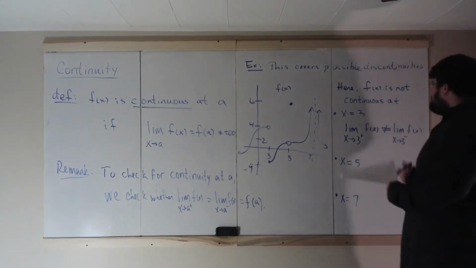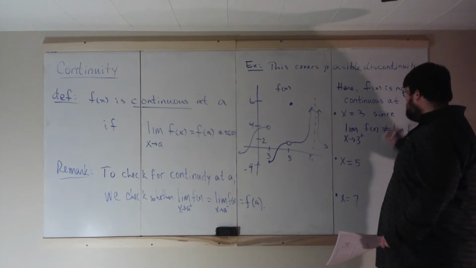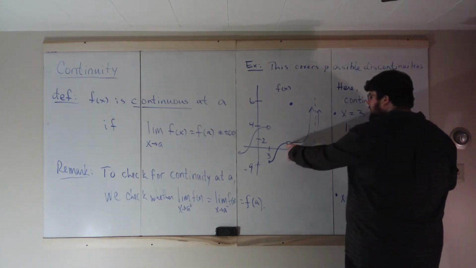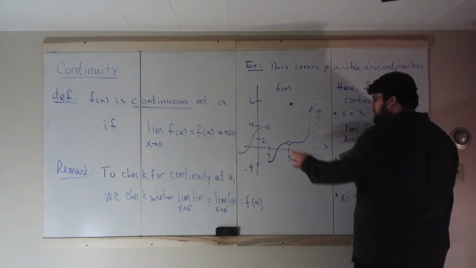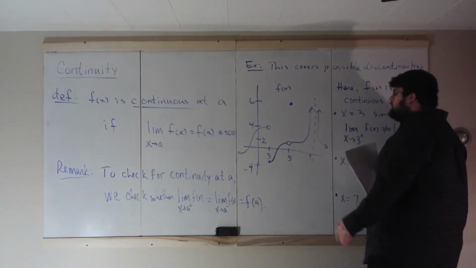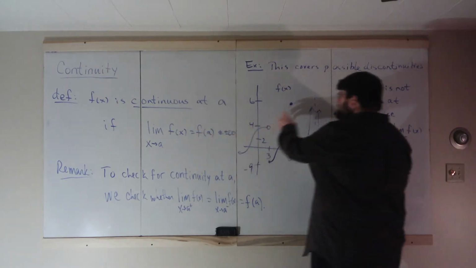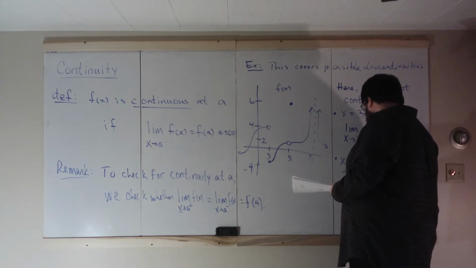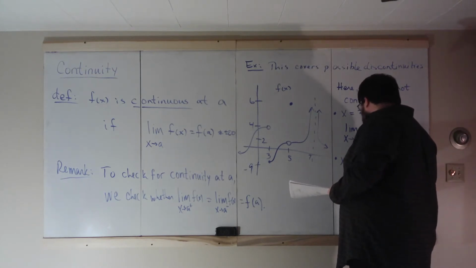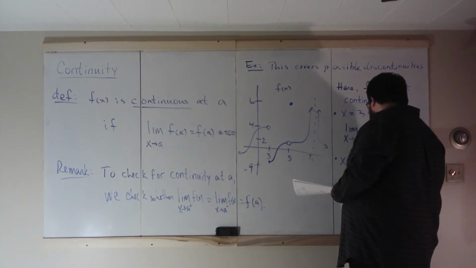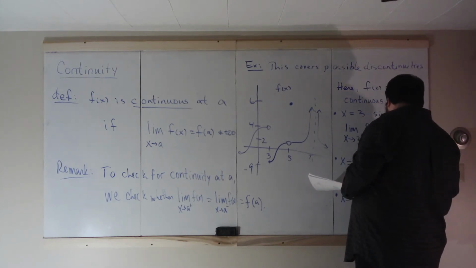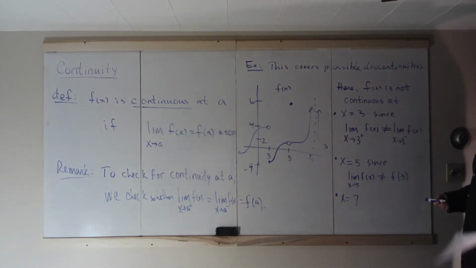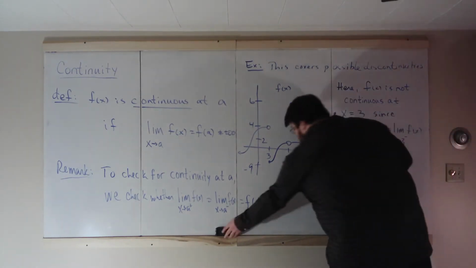What about at x equals 5? So let's say since. What happens at 5? Well, the limit as x approaches 5 is 2, because the limit on both sides is 2. But f of 5 is 6. So we'll say that this is discontinuous since the limit as x approaches 5 of f of x does not equal f of 5. This limit is 2, while f of 5 is 6. And again, I'm going to write a word there.